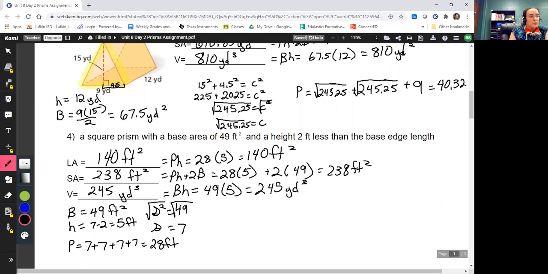Remember, when you're typing these in, to use the caret symbol for your exponent.